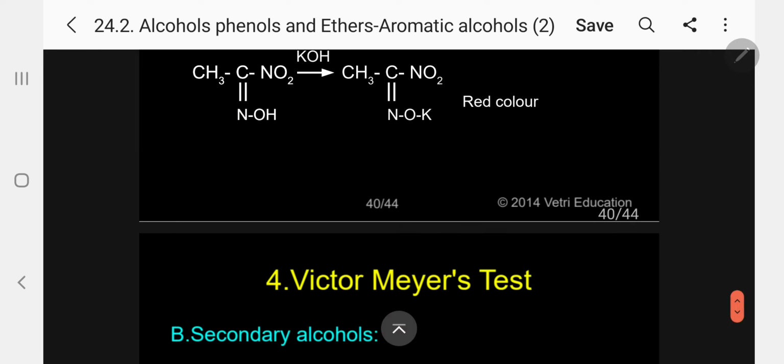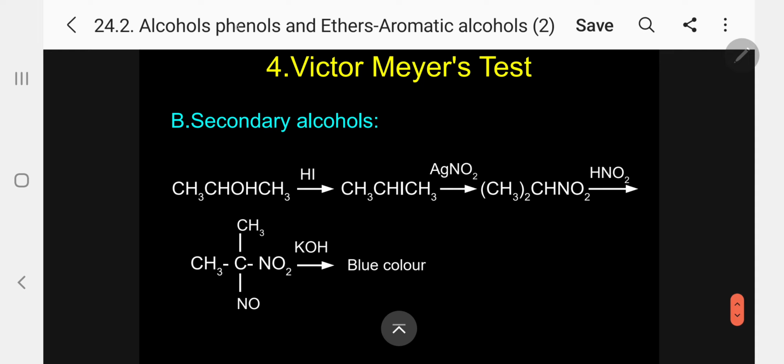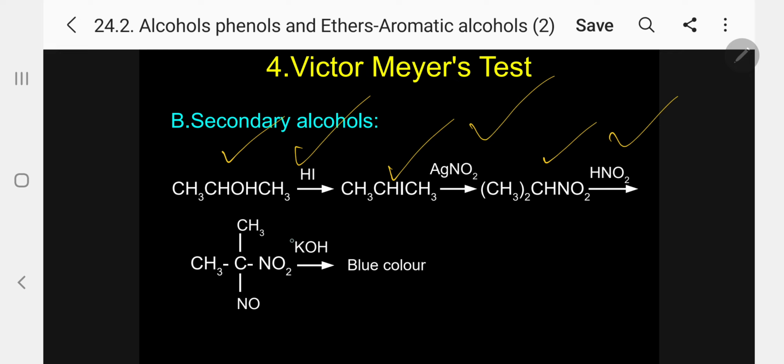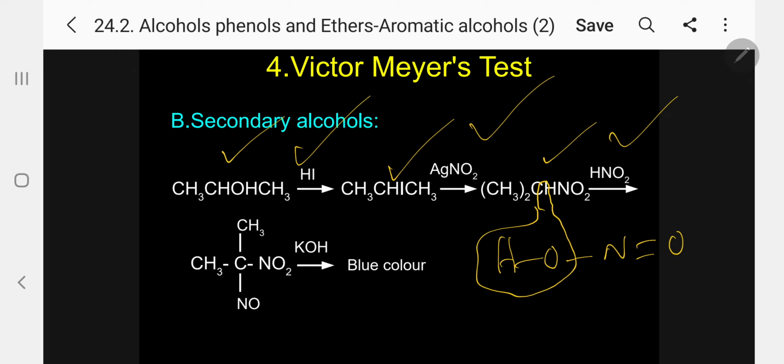Then go for secondary. In the secondary alcohol, isopropyl alcohol, I am treating with HI, so the corresponding iodide, 2-iodopropane, with silver nitrate gives 2-nitropropane, then the action of nitrous acid. Kindly follow as I informed you, N double bond O. There is only one H, only one H is there.